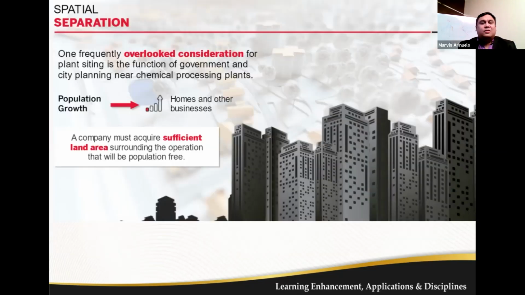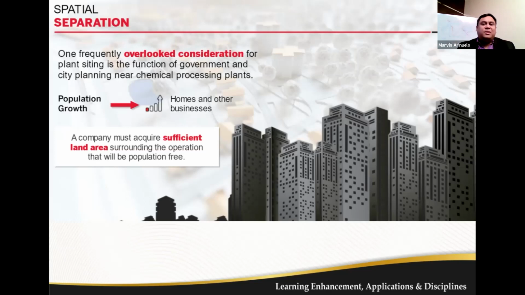So one frequently overlooked consideration for plant setting is the function of government and the city planning near chemical processing plants. There have been numerous cases where industrial plants were initially located in remote areas, leaving a safe separation from the population. Then the population growth required an increase in homes and other businesses near the industrial plant. In order to avoid this, a company must acquire sufficient land area surrounding the operation that will be population free.